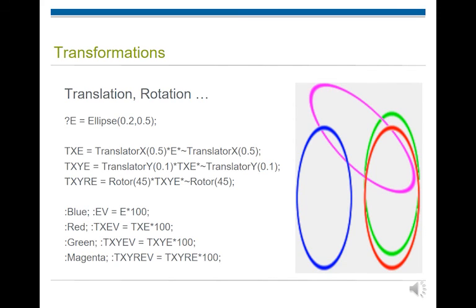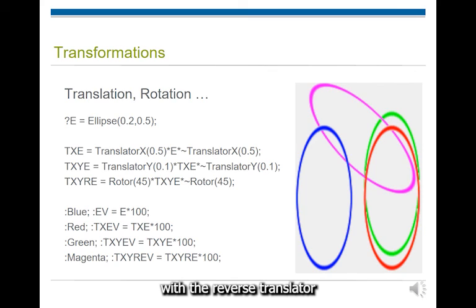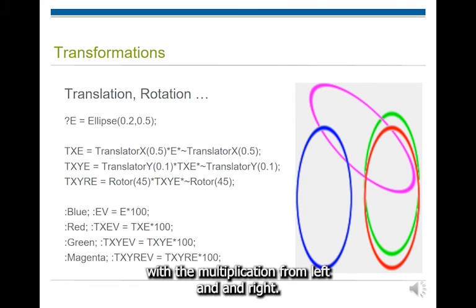Txe is the basic ellipse translated in x direction by 0.5. The operations are always described based on a sandwich product, meaning we have to multiply with this translator from the left and from the right, with a reverse translator. And txye, for instance, is the translation of this just translated ellipse in y direction by 0.1. Also the same with the multiplication from left and right.